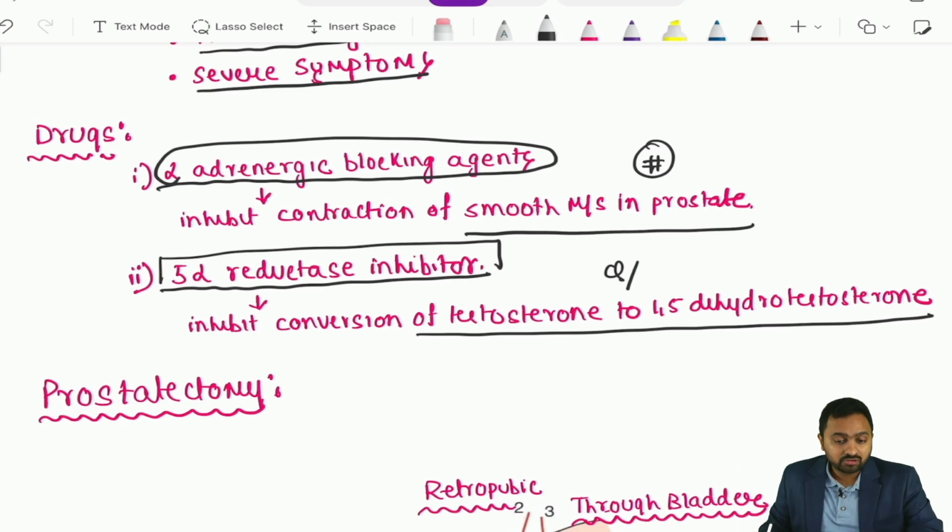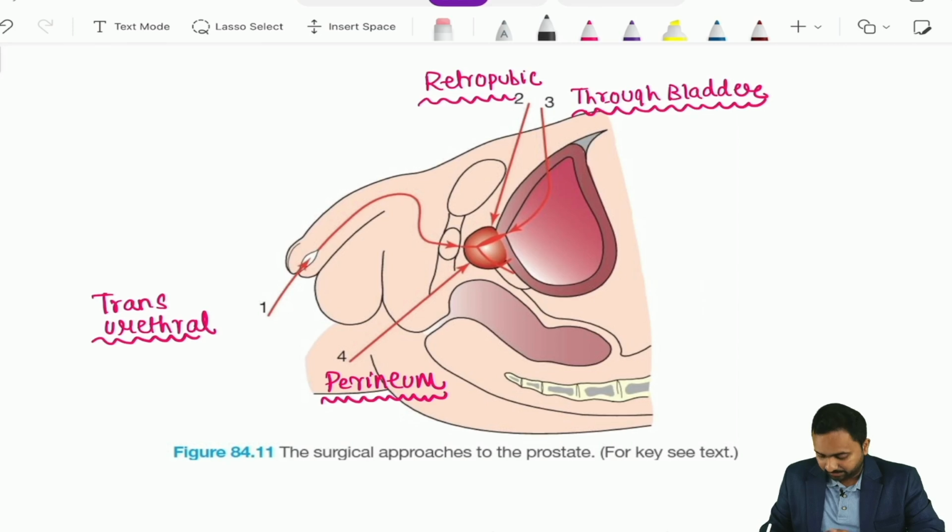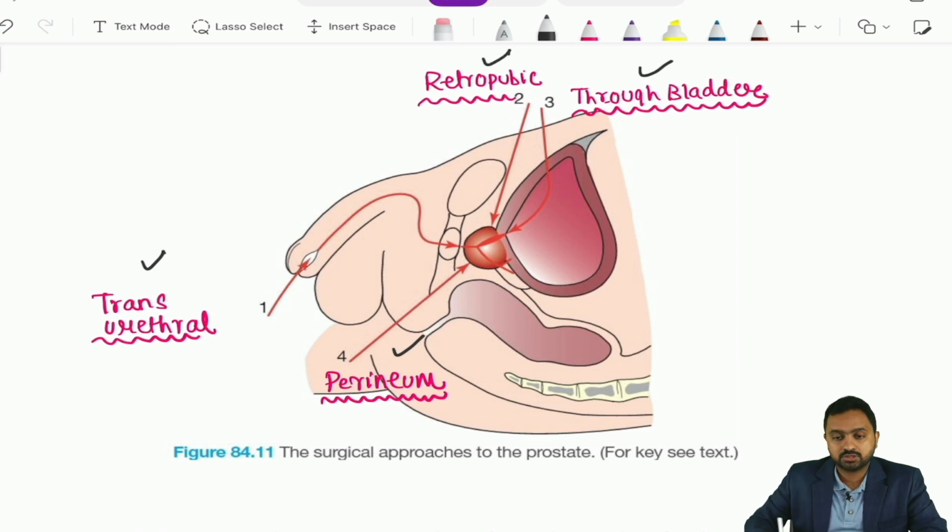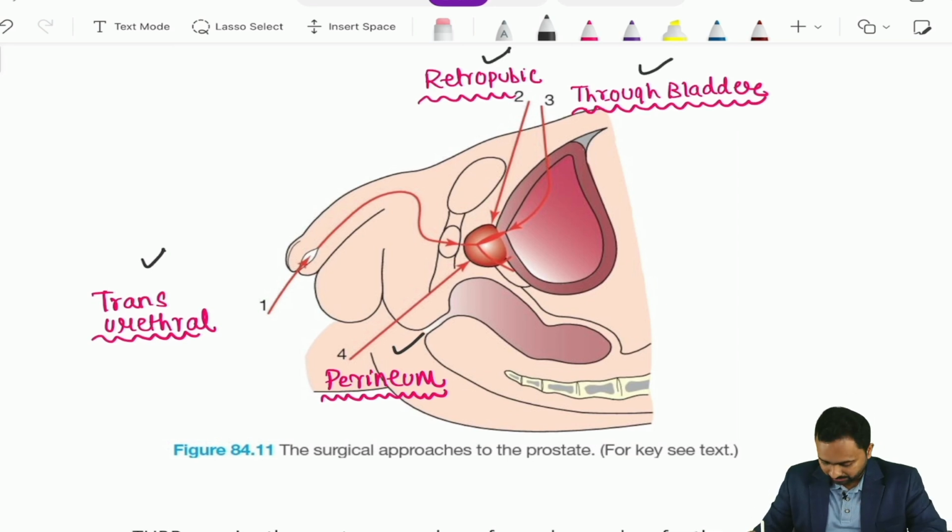Now, the standard treatment is prostatectomy. So, if you look at this image which shows the surgical approaches to the prostate, we have the transurethral approach, a perineal approach, a retropubic approach and an approach through the bladder.